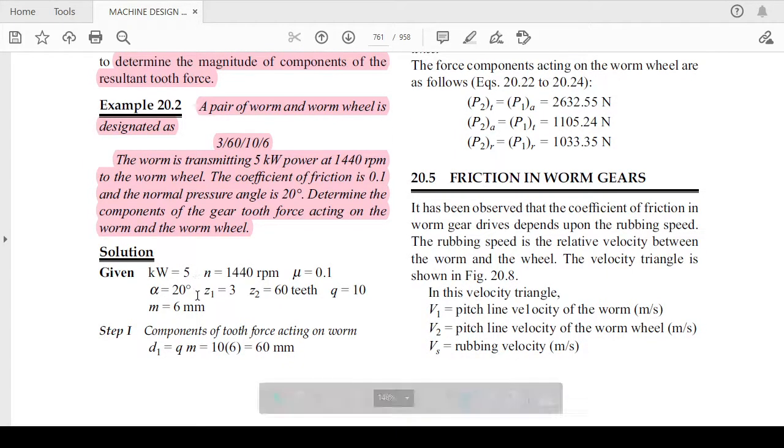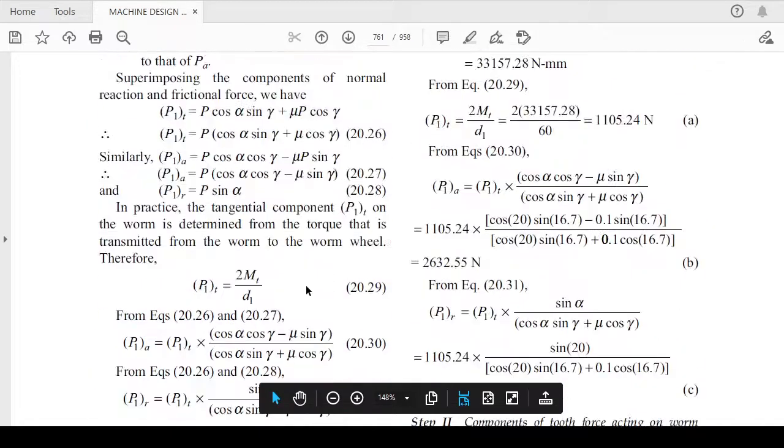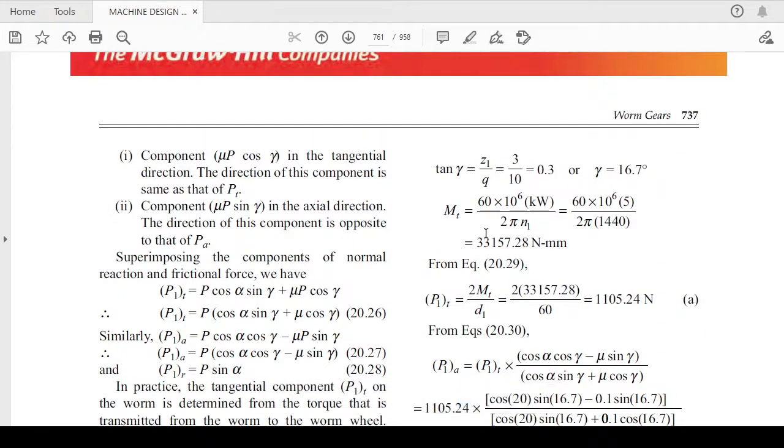So kilowatt means power is given, rpm is given, mu is the coefficient of friction, alpha is your pressure angle, then z1, z2, then q, the quotient, then m. M is 6, and q is 10. Q is d1 by m, where d1 is the pitch circle diameter of the worm divided by module. So you can calculate d1 by multiplying module into q. So 6 into 10 means 60 will be the pitch circle diameter of the worm. Now you can calculate the value of gamma, which is z1 by q. So you are ready with the value of gamma.